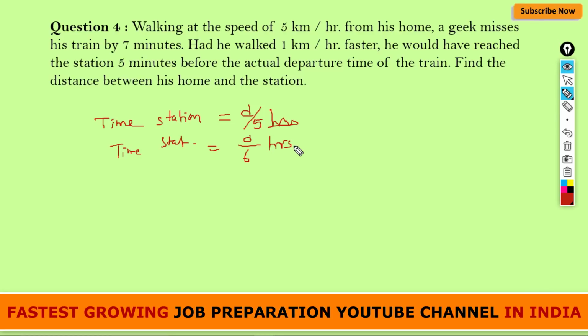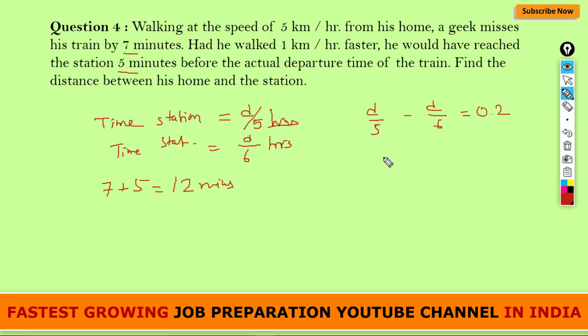Now the difference between these times is, as given, 12 minutes, because he said a geek misses his train by 7 minutes, and had he walked 1 km per hour faster, he would have reached the station 5 minutes before. So 7 plus 5 comes to 12. So the difference between these two times is 12 minutes, which is 0.2 hours. So 7 minutes late minus 5 minutes early is equal to 12 minutes. We got it from here.